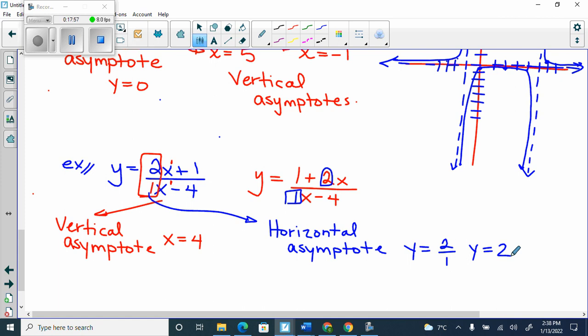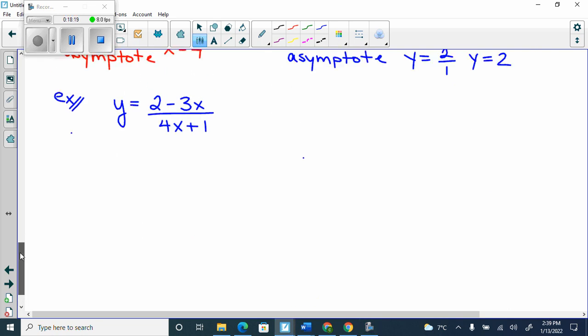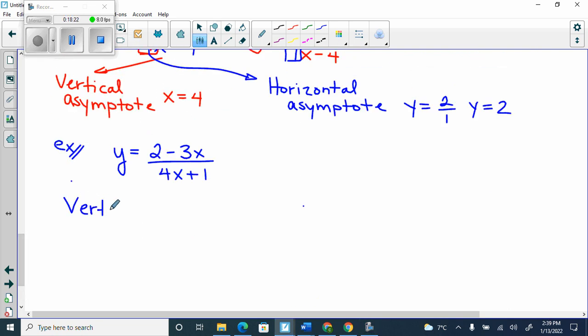Do we agree? Just the coefficients. So I'm going to give you this one, and you're going to tell me what the vertical asymptote is and what the horizontal asymptote is. So we're going to have y equals 2 minus 3x over 4x plus 1. I want the horizontal and the vertical asymptote. What is my vertical asymptote? Vertical is the x. -1/4. Yeah, 4x plus 1 equals 0, 4x equals -1, x equals -1/4.